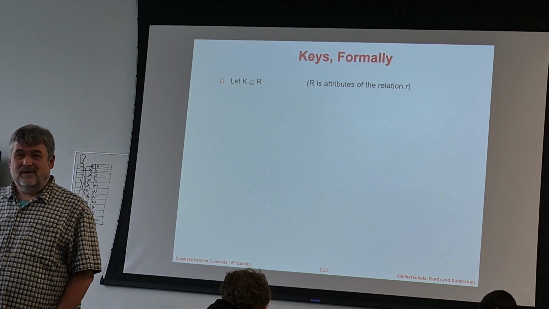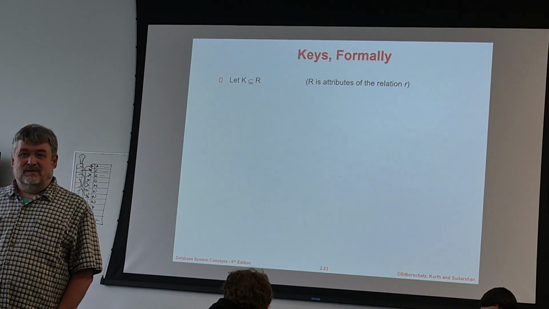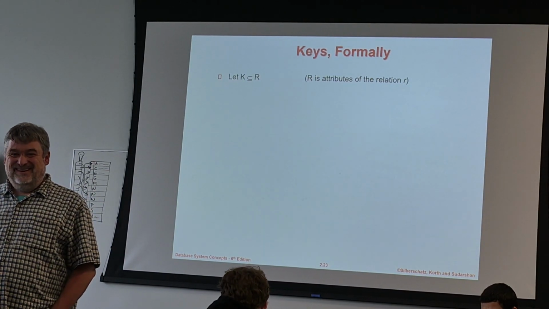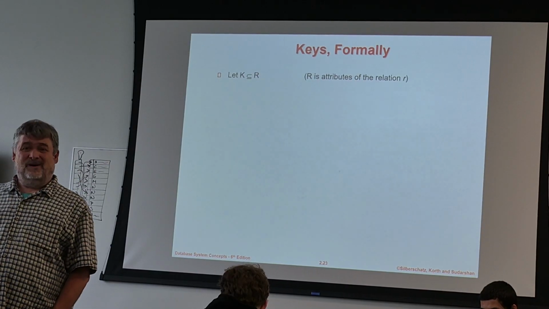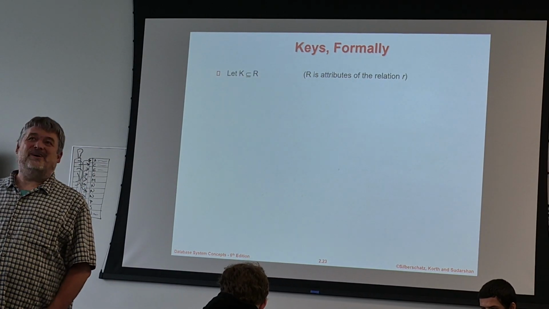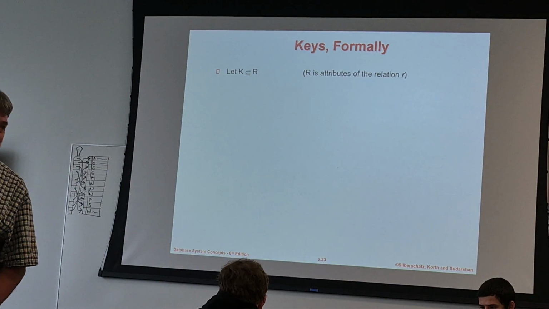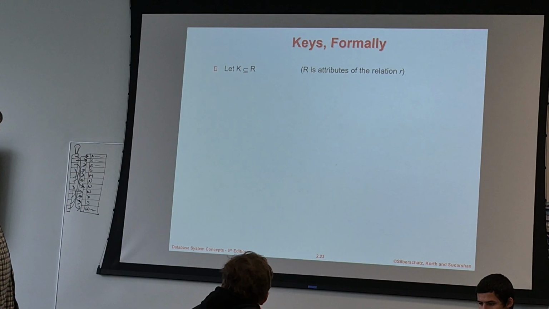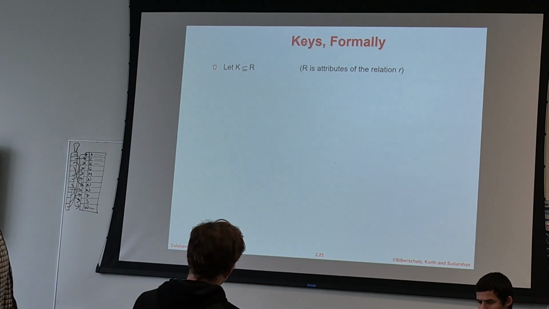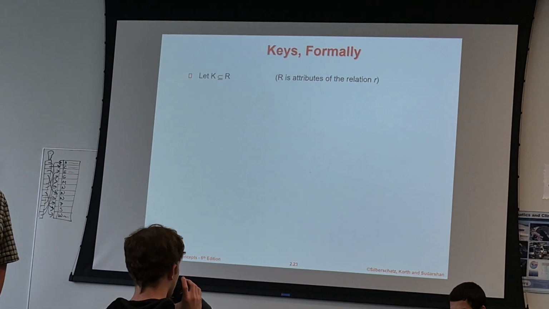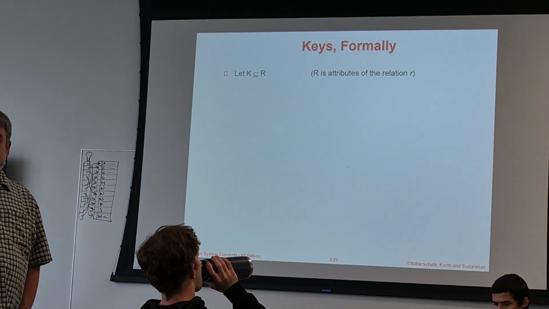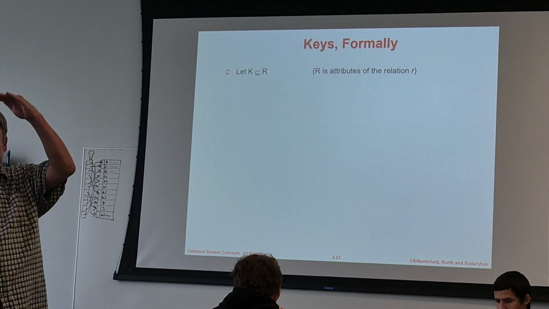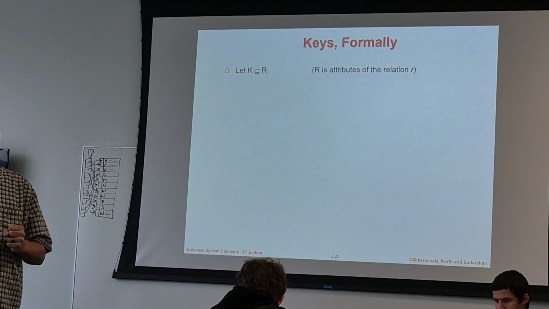What is capital R? Attributes. Attributes of what? The relation of small r. What are the attributes of small r? Great question. All the column names, right? So what does it mean when I say that a capital K is a subset of R? A selection of those column names. It could be one, it could be all of them, or it could be somewhere in between, right?